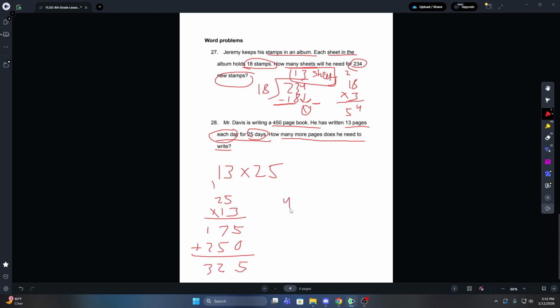So we see we need to reach 450, but right now we only have 325. So if you were to see how many is left, we would need 100 more and then 25 more, because that would give you 450 if you were to add these two values. So your answer is going to be 125 more pages.